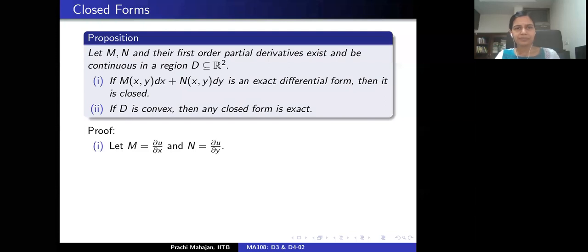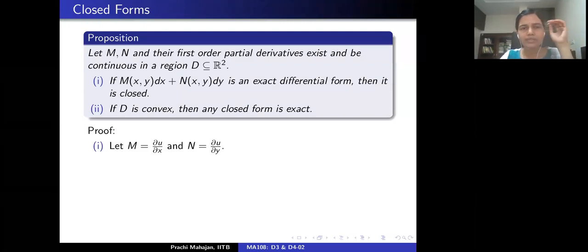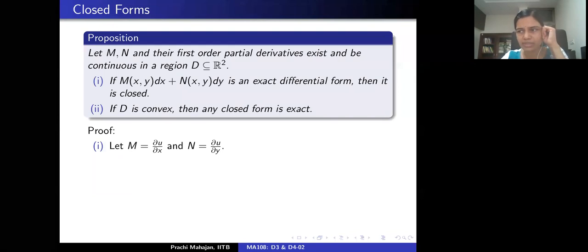All right. So let's see a proof of part one. Assuming that this differential form is exact means that there is a function u of two variables x and y, such that the partial derivative of u with respect to x is m and the partial derivative of u with respect to y is n. Now, what is it I want to say? I want to say that this differential form is closed. Remember the definition of closed?